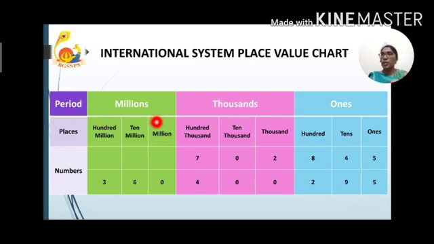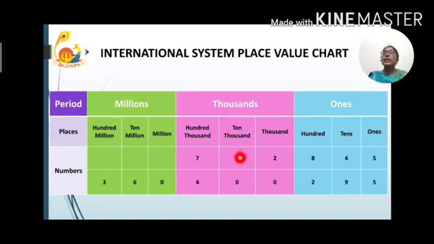But in the case of the international system you have millions period. We will see what places we have under the periods. Under ones period you have ones place, tens place, hundreds place, right? Under thousands period you have thousands place, 10,000s place, 100,000s place. So this is extra here, right? Under millions period you have millions place, 10 millions place, 100 millions place. So here under each period you have 3 places, children. But in the case of the Indian system place value chart, only under ones period you have 3 places. Under all the remaining periods you have 2 places, children.